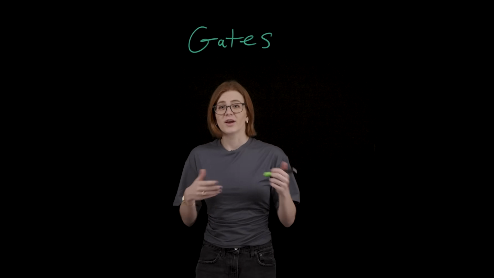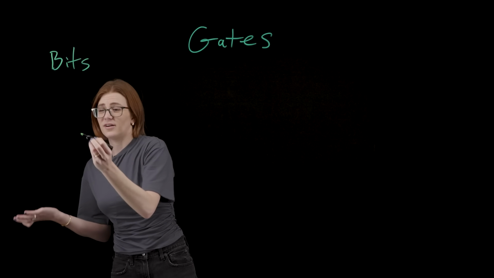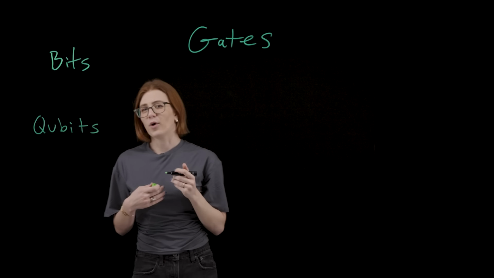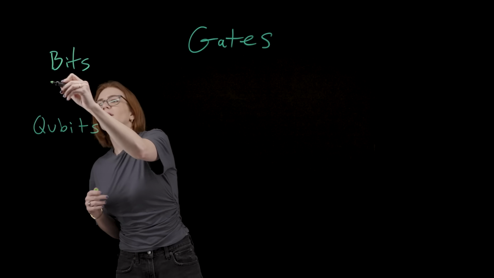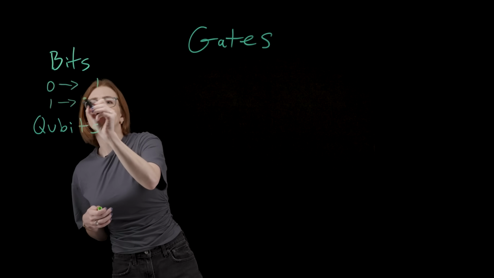Now, every program, both classical and quantum, uses gates as building blocks. And a gate is simply an instruction that changes the state of information. Classical gates change bits. Quantum gates, on the other hand, change qubits. For example, the NOT gate in classical computing changes the 0 to a 1, and the 1 to a 0. Simple. But quantum gates are a little bit different.